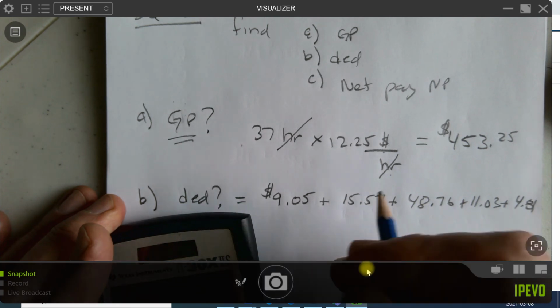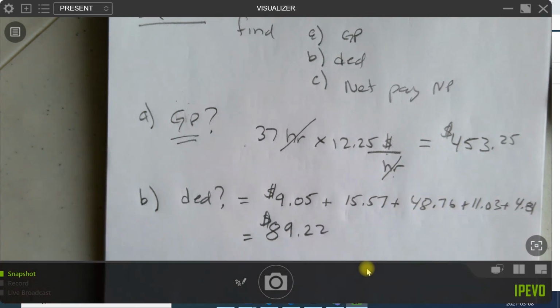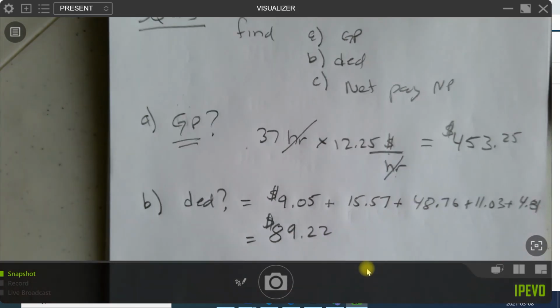And that gives me $89.22. So that's my deduction. So I just finished what I calculated for deduction. So that's part B finished. So part C is I got to find the net pay. Net pay. So we know net pay is equal to gross pay minus deductions, right?